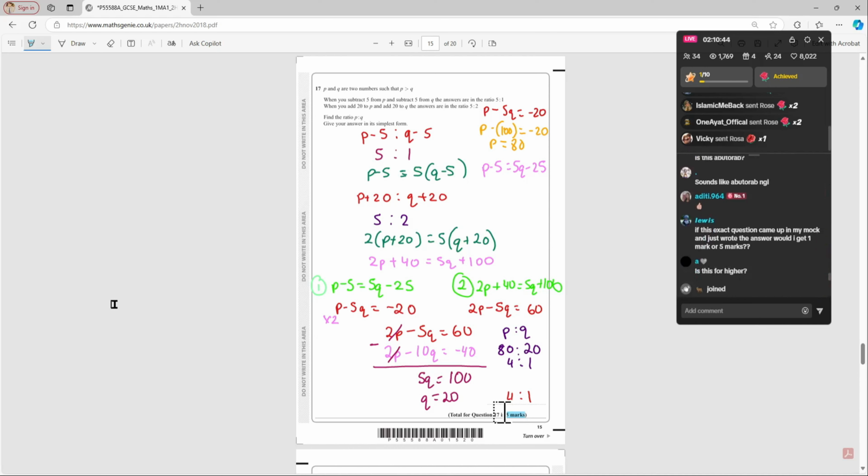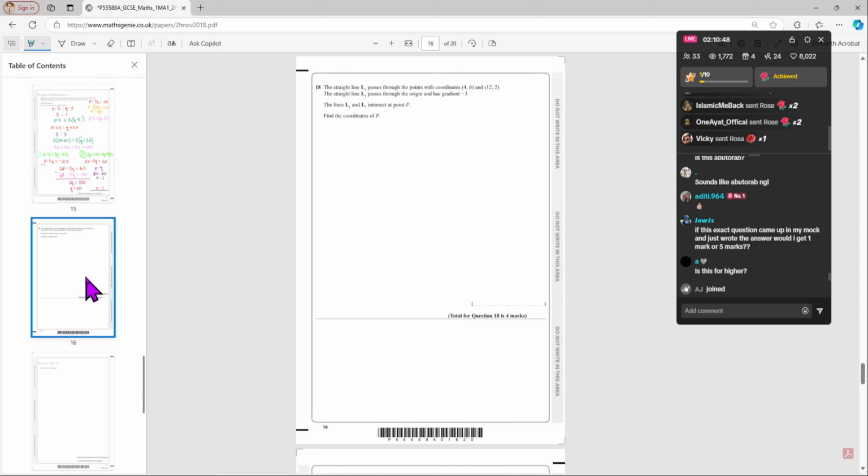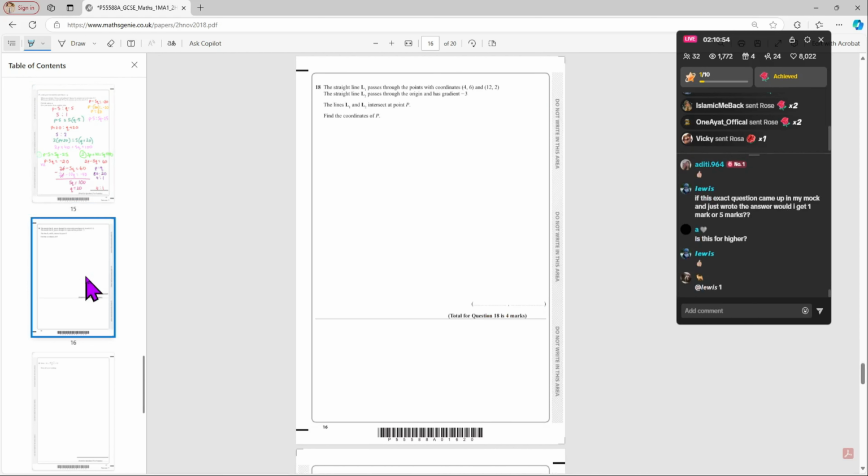So we're going to move on to question number 18. So the straight line L1 passes through the points with coordinates 4, 6, and 12, 2. The straight line L2 passes through the origin and has a gradient of -3. The lines L1 and L2 intersect at point P. Find the coordinates of P. So we need to find the coordinates of our intersection.